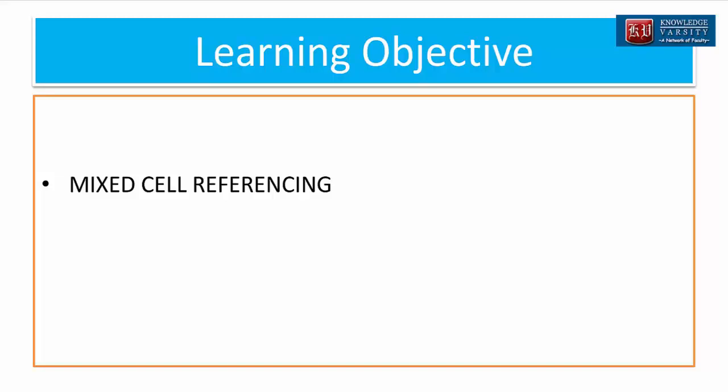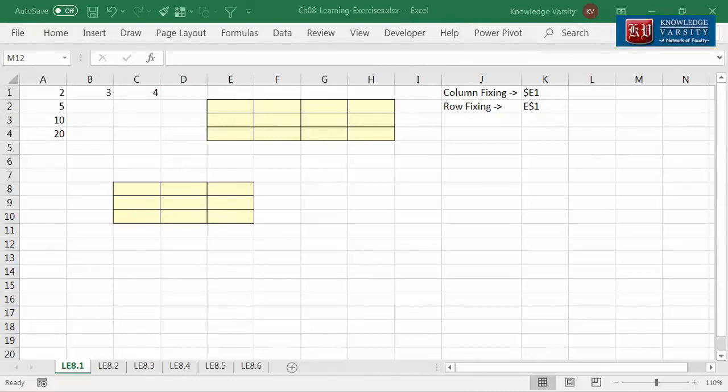In this video, we will explain the behavior of mixed cell references. The cell's reference comprises a column reference and a row reference. In a mixed reference, one of them is fixed while the other is relative. Mixed cell references are of two types, column fixing and row fixing.